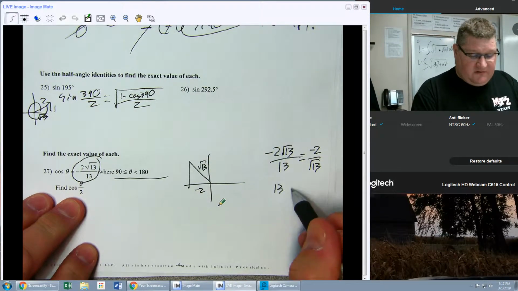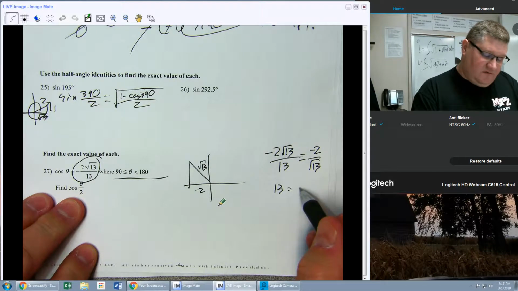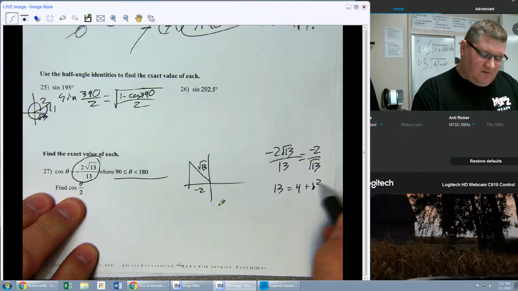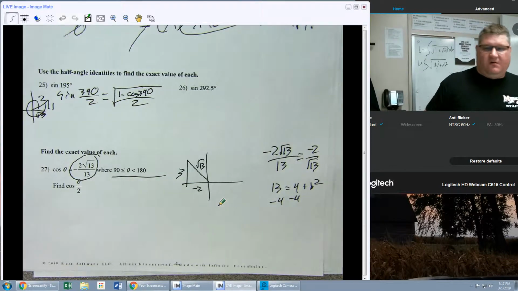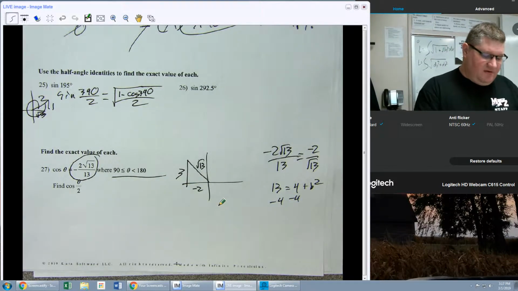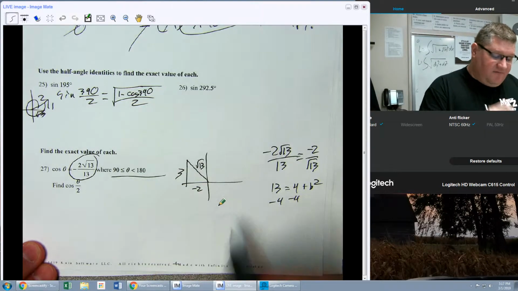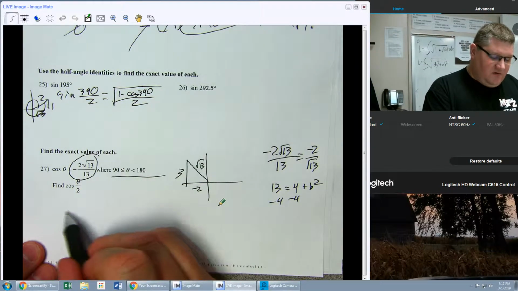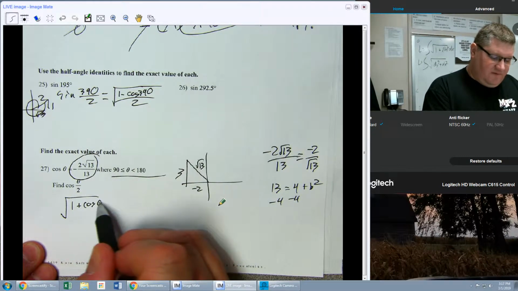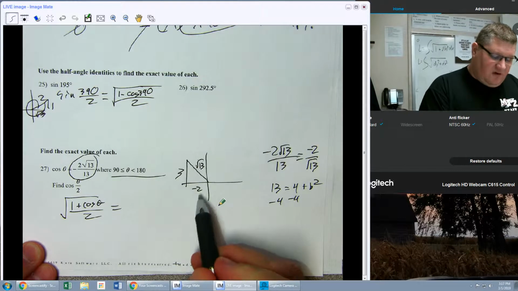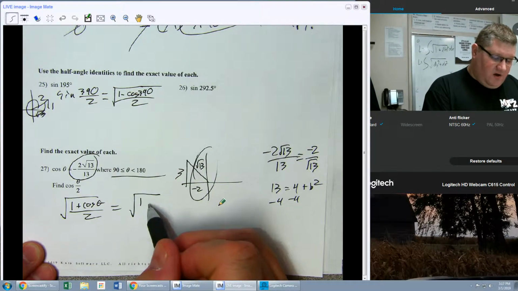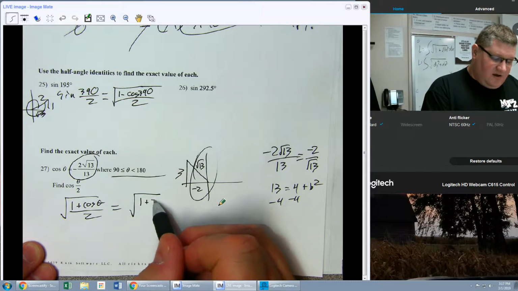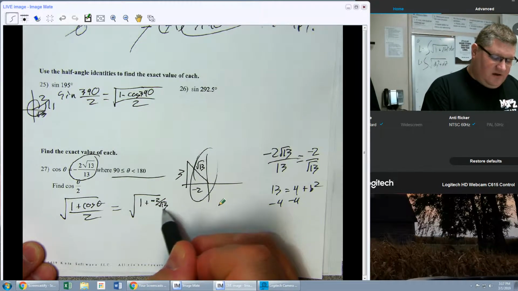And so I got 13 equals 4 plus b squared. So minus 4, minus 4. So b equals 3. A little Pythagorean theorem there. And now that I have this, can I find cosine of theta over 2? Cosine theta over 2 is the square root of 1 plus cosine theta all over 2. Well, what is the cosine of theta? There it is. And so I say square root of 1 plus negative 2 over root 13, all over 2.